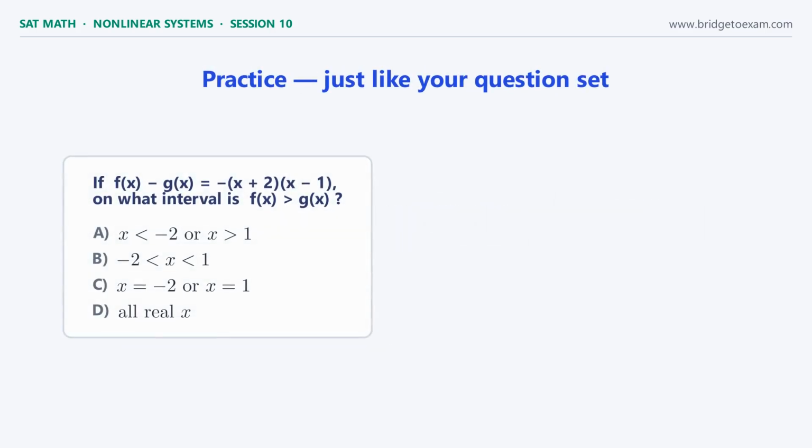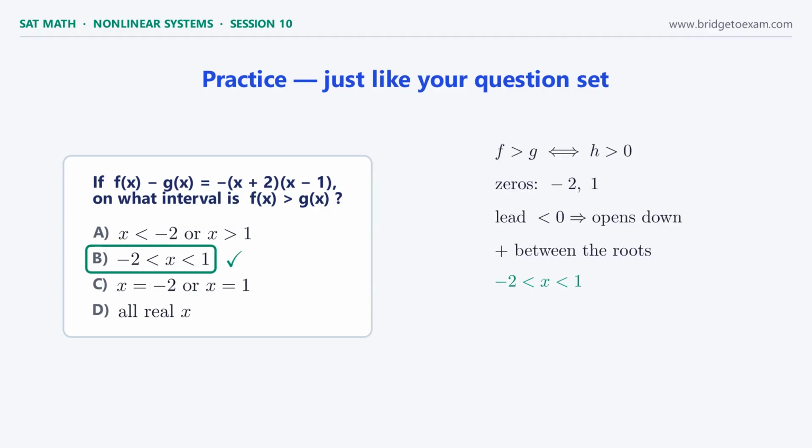Let's do one from your practice set. If f of x minus g of x equals negative 1 times the quantity (x plus 2) times the quantity (x minus 1), on what interval is f of x greater than g of x? Step 1, f greater than g means the difference is positive. Step 2, the zeros are negative 2 and 1. Step 3, the leading factor is negative, so the parabola opens downward, which means it's positive between its roots. So the answer is negative 2 is less than x is less than 1.